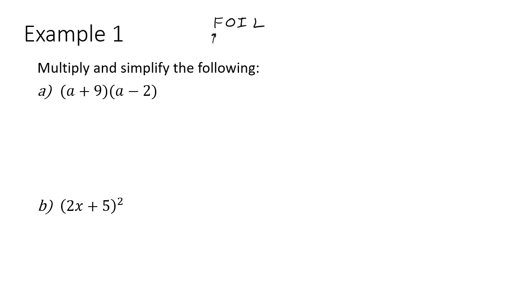The F in FOIL stands for the first. You multiply the first terms times each other. So in this case, it would be a times a, which is a squared. The O stands for the outer terms. So that would be a times negative 2, which would be negative 2a. The I stands for inner terms. Positive 9 times a would be a plus 9a. And then the L in FOIL stands for the last terms, the second in each pair. And so that would be 9 times negative 2 for a minus 18.